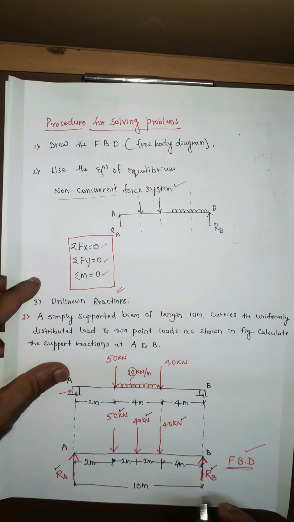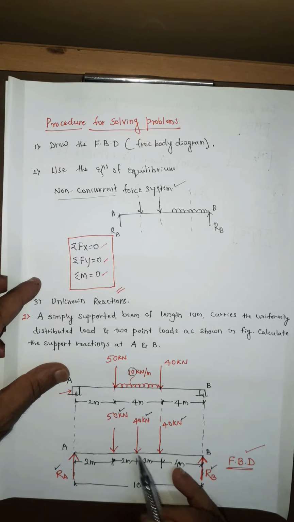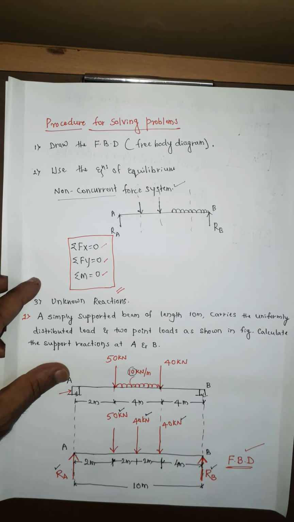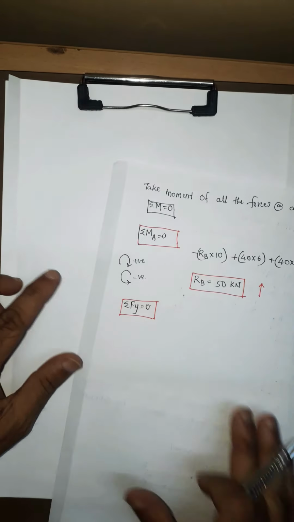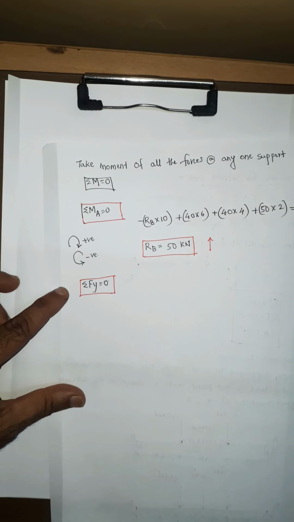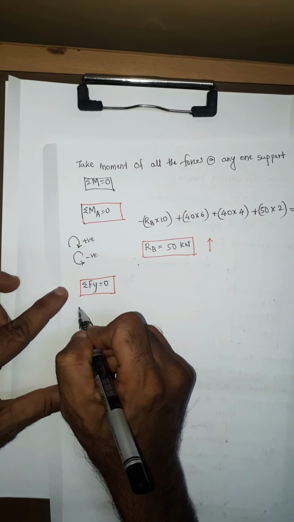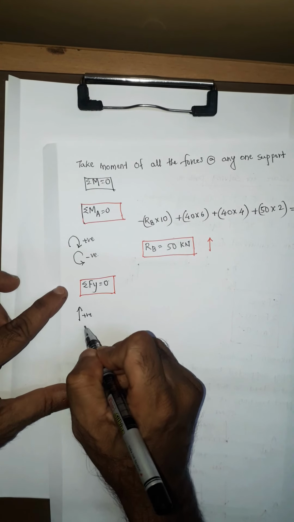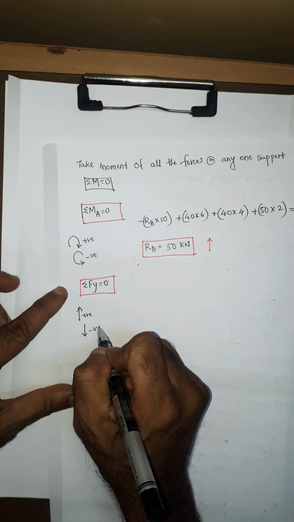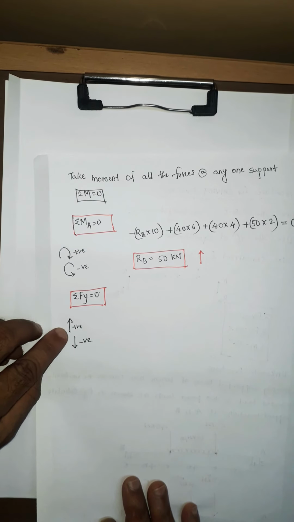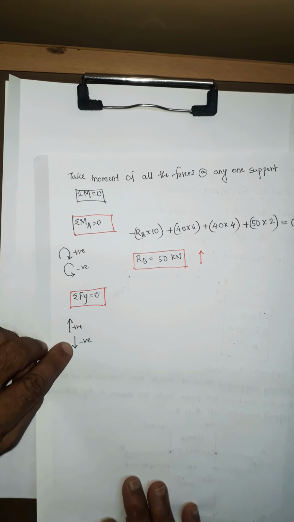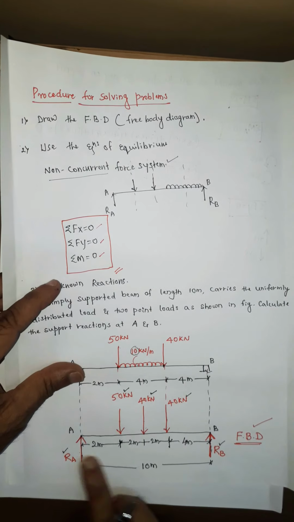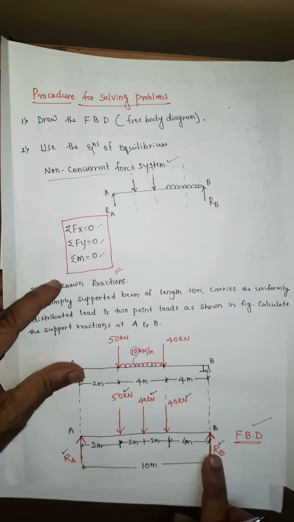Now how many vertical forces? Before writing, how many vertical forces? 1, 2, 3, 4, 5. So 5 vertical forces are there. We are going to add according to their sign convention. So remember, if the upward force is there, it is positive. If the downward force is there, it is negative. So all the upward forces will be considered as positive, downward forces will be considered as negative. Now how many upward forces? 1, 2. So these two are plus.